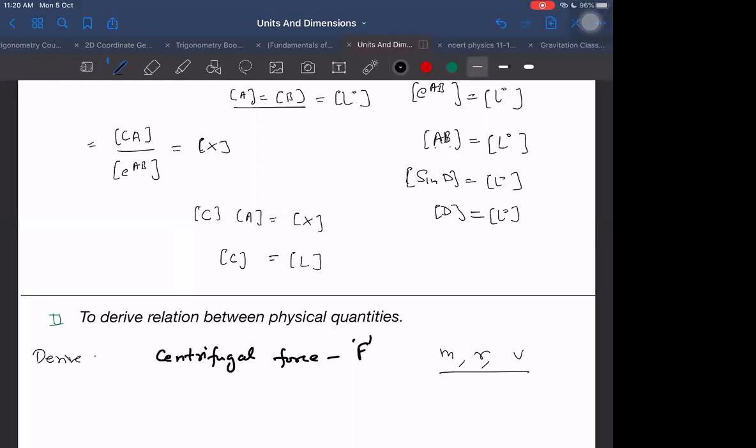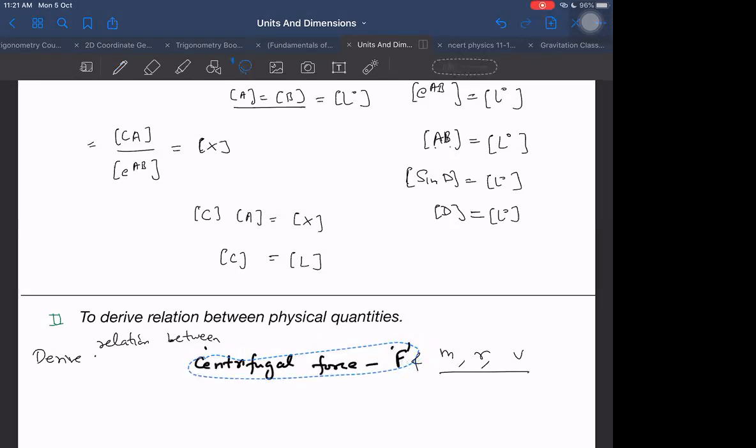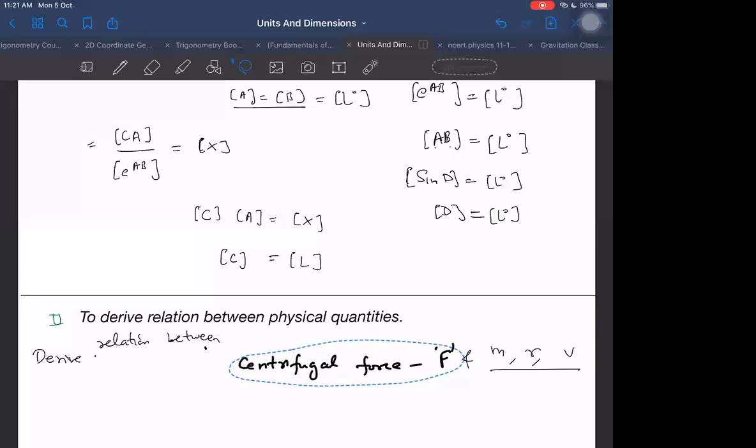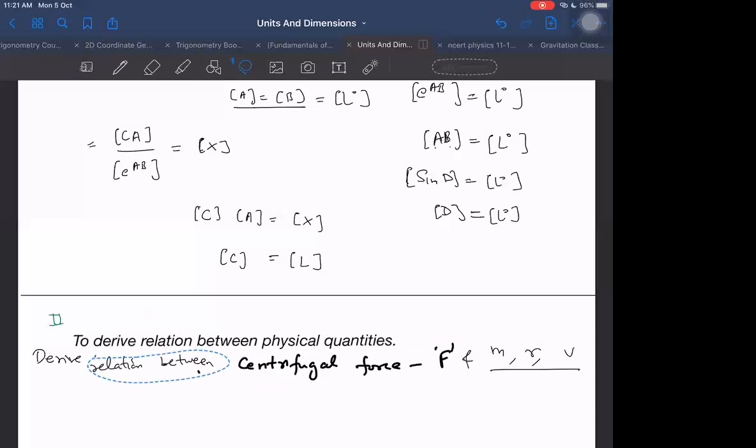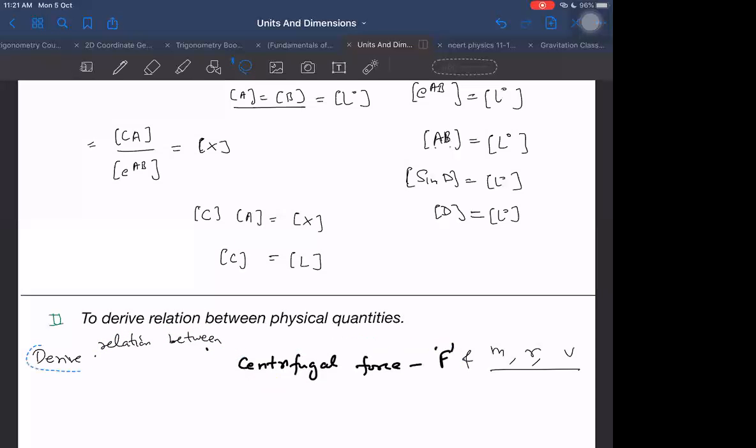Derive the relation between centrifugal force and the other quantities like F, M, R, and V, or derive the formula for centrifugal force in terms of the other quantities. That is our question. Let us try to do that. ML T to the power minus 2.